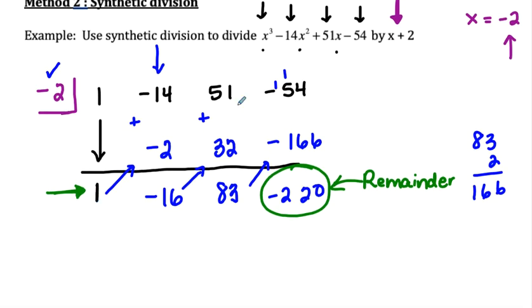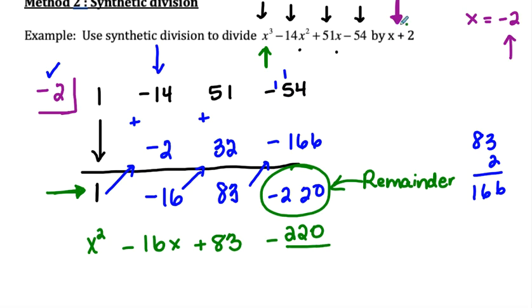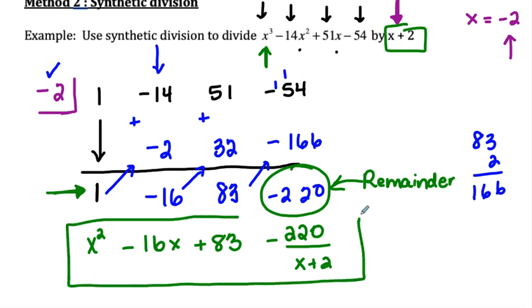So I go down 1 degree from the original, which was x cubed, and these become my new coefficients. So this would become x squared minus 16x plus 83. Then I would take my remainder of negative 220. So I would subtract 220 over my original divisor of x plus 2. So that is my new polynomial.